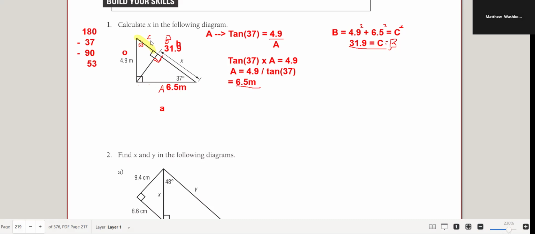I'm going to call this thing over here C. So I'm going to find this. To find C, I have an angle. This is my opposite. This is my hypotenuse. This is my adjacent. I have hypotenuse and I have adjacent. Cosine. Cosine of 53 is equal to adjacent, which is what I'm trying to find, I'm going to put C, all divided by 4.9. And then it's just cosine of 53 times 4.9 is equal to C.